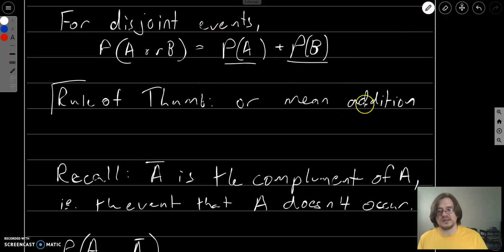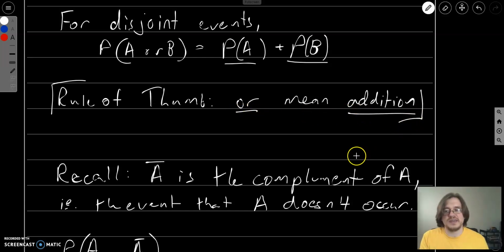Sort of like one quick aside, whenever you see the word or, it means that you're going to be adding things in mathematics. This is just a very common rule of thumb. The word or will imply addition.